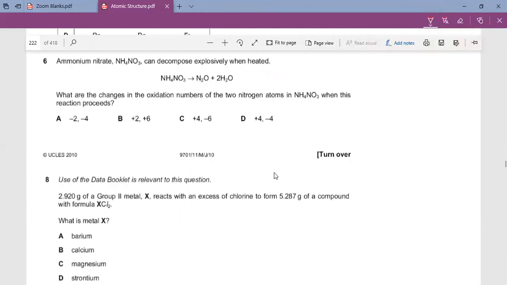Remember, I use this on my farm as a source of nitrogen for the soil for my durian trees. Okay, what changes in oxidation numbers? The question asks for the change in oxidation states of the 2 nitrogen atoms in here when the reaction proceeds. So now, how to work it out? Very simple. We have NH4NO3.